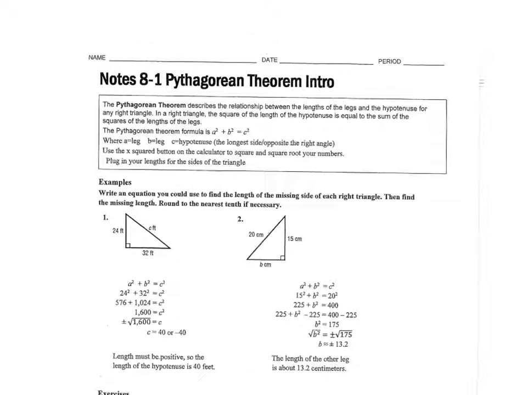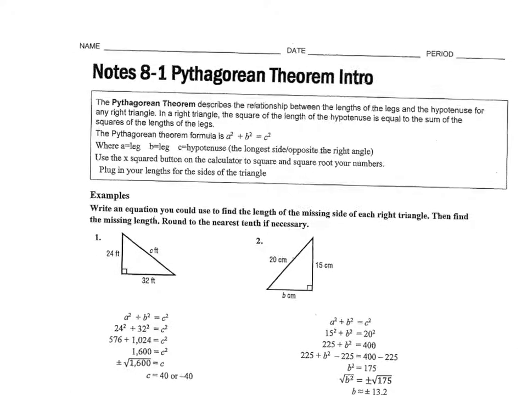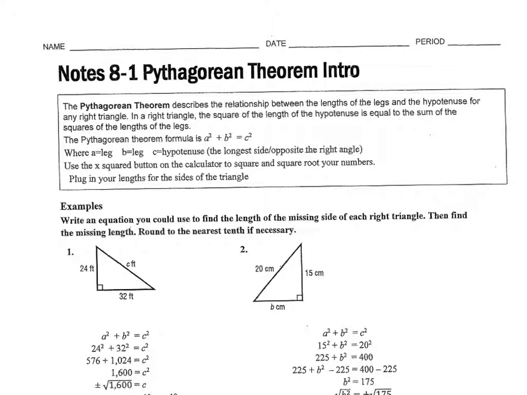Okay, so the next unit we're going to talk about is going to involve the Pythagorean Theorem. So we're going to kind of introduce that today. The Pythagorean Theorem describes the relationship between the lengths of the legs and the hypotenuse for any right triangle. Okay, so it's always a right triangle. You need to remember that.